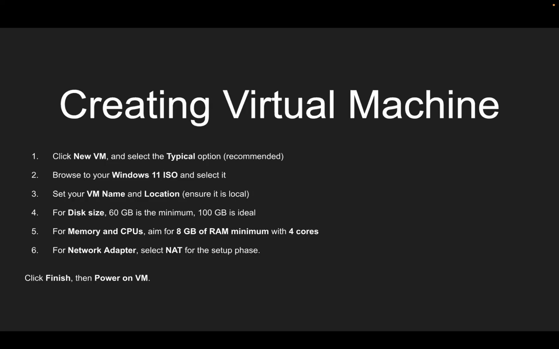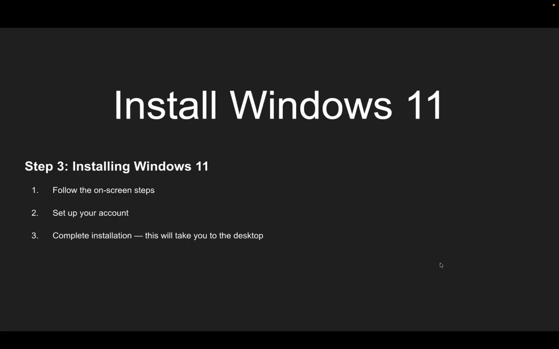So next, we want to create a virtual machine. We click on Create New VM, and then we select the typical option, which is recommended. Then we go to our Windows 11 ISO where we stored it, and we select it. We set our VM name and location, make sure it's local. And for the disk size, we want to have a 60 gigabyte minimum. 100 is ideal. For memory and CPUs, we want 8 gigabytes of RAM at least with 4 cores. And for network adapter, select NAT for the setup phase. Then click Finish, power on the VM.